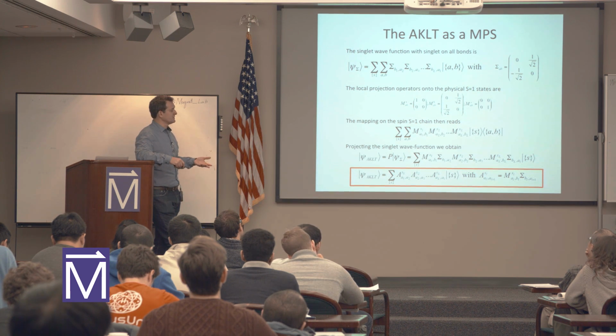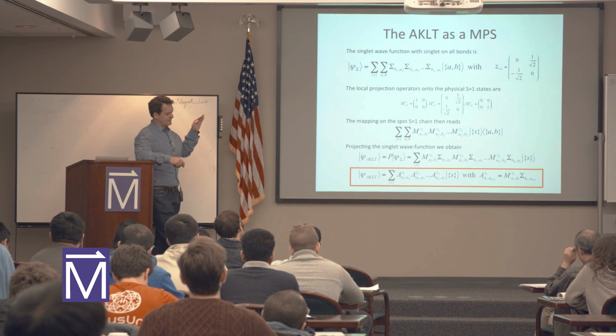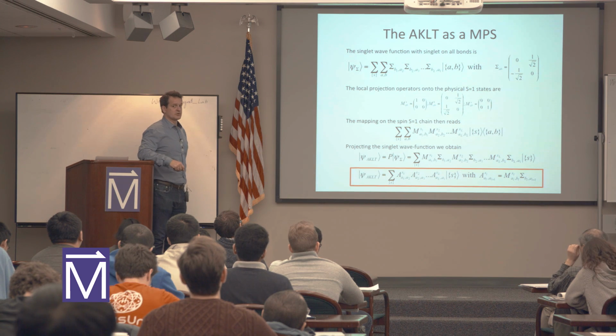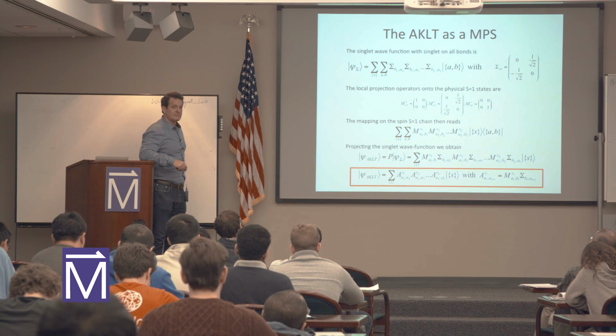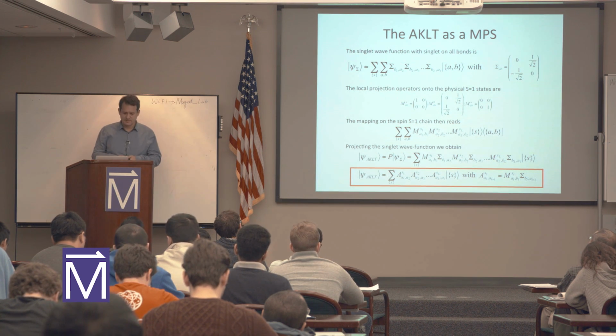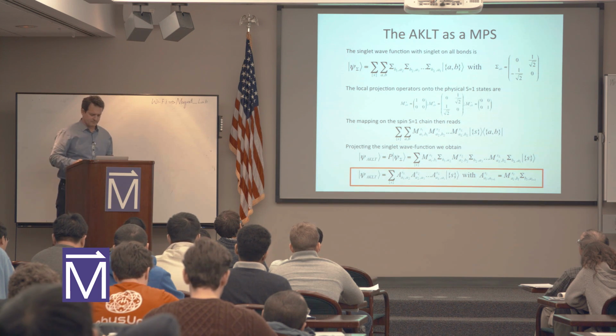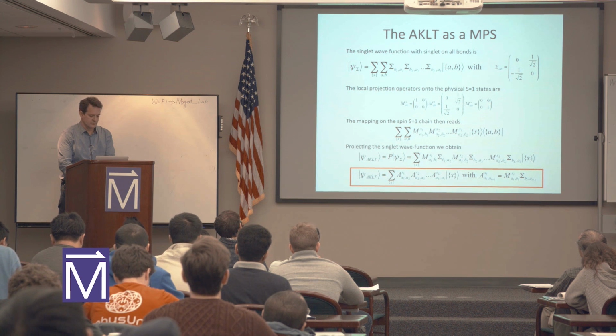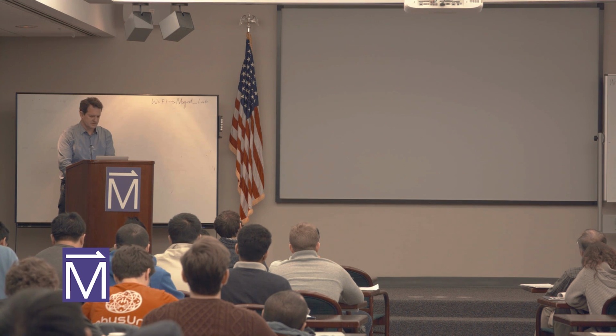DMRG does a variational minimization. ITEBD does a sort of projection, using time evolution in imaginary time. All right, so I'm going to wrap it up here for matrix product states and switch to time-dependent DMRG now. So I'm going to have to close this presentation.